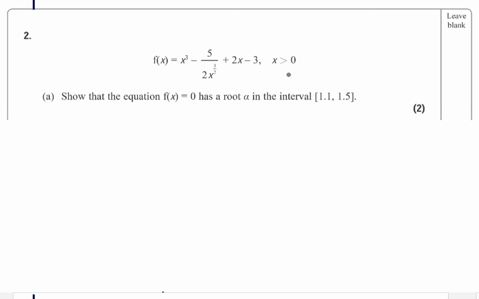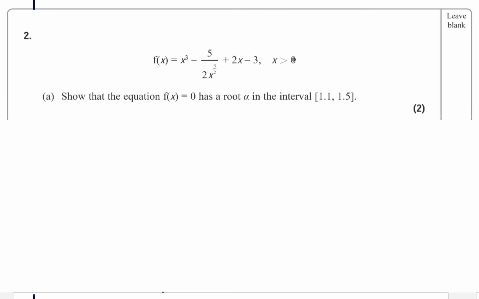X less than 0 is not going to cause us too much of an issue, we just restrict the domain to being greater than 0. But when x is equal to 0, notice what happens to this fraction here. Substituting in 0, this whole denominator becomes 0, so it's going to be 5 over 0, which is infinity. So basically we're going to end up with an asymptote when x equals 0. Not a huge issue, but that's one of the reasons why they've restricted the domain to being x greater than 0.